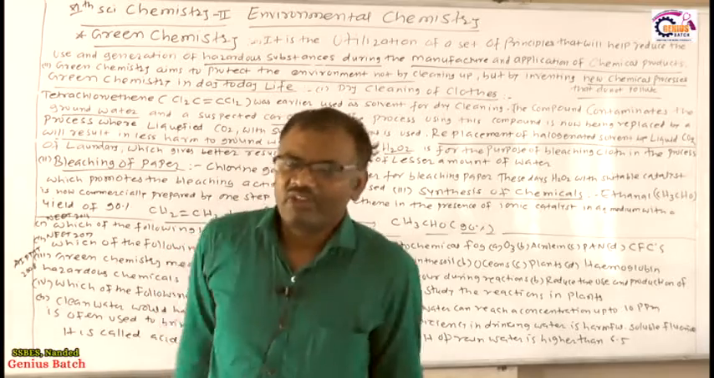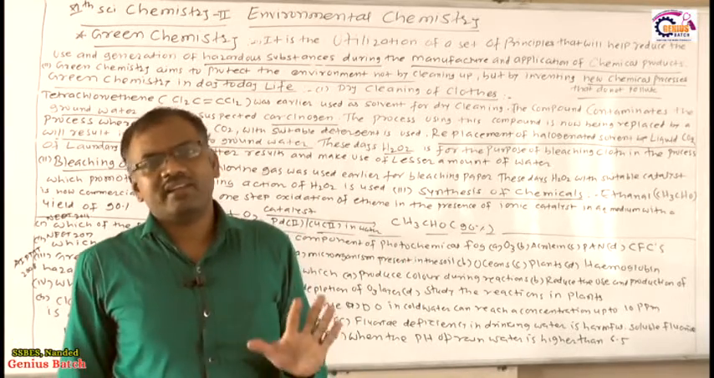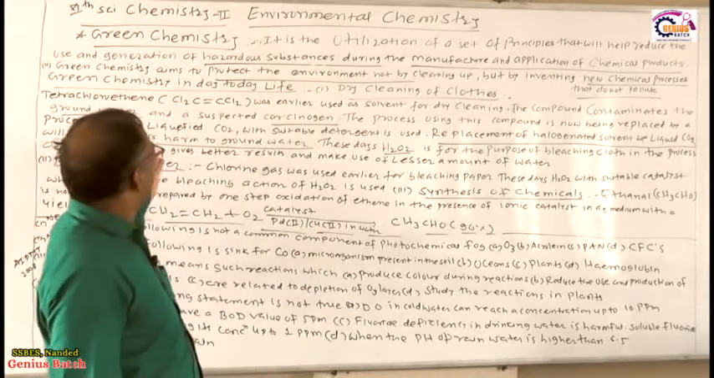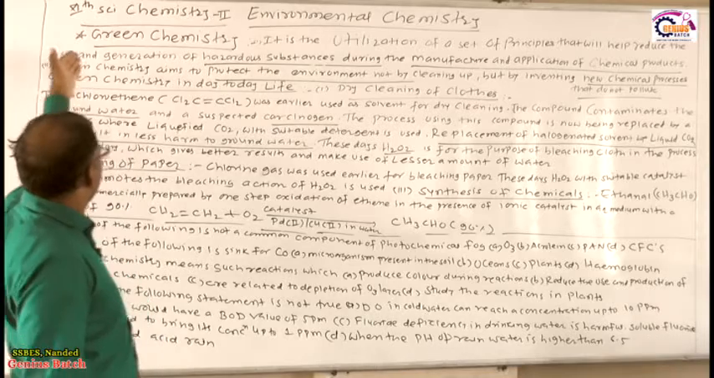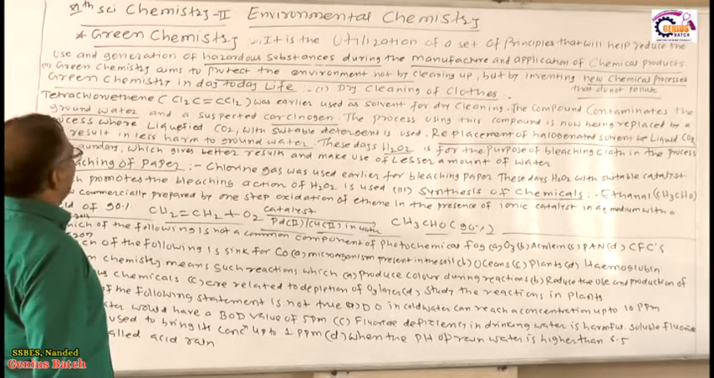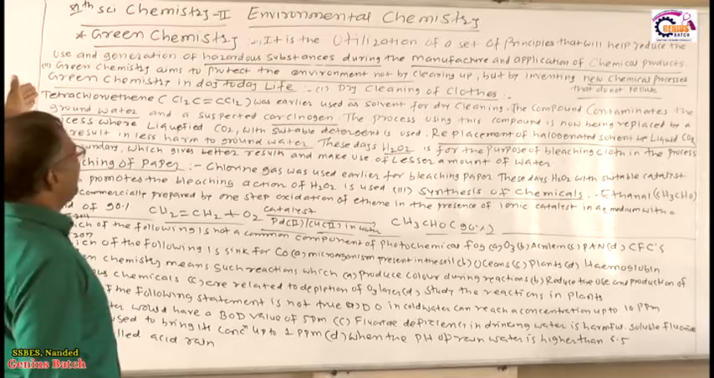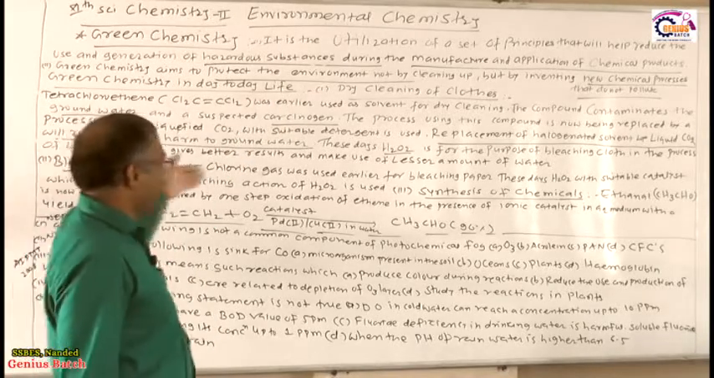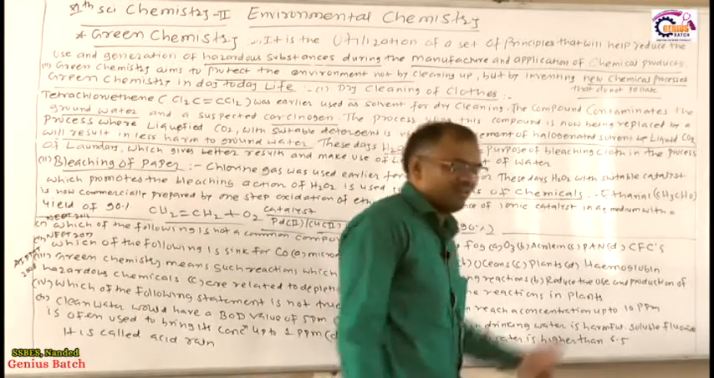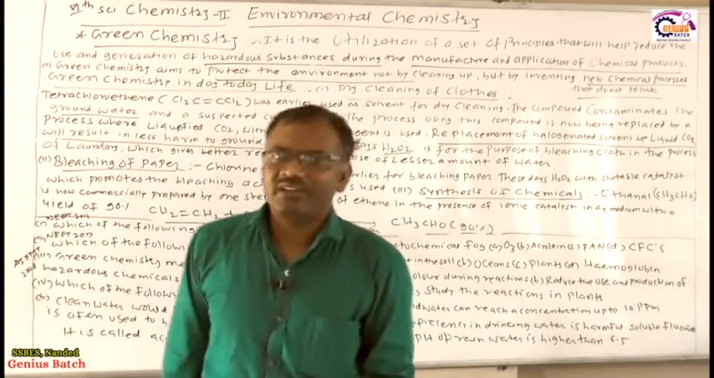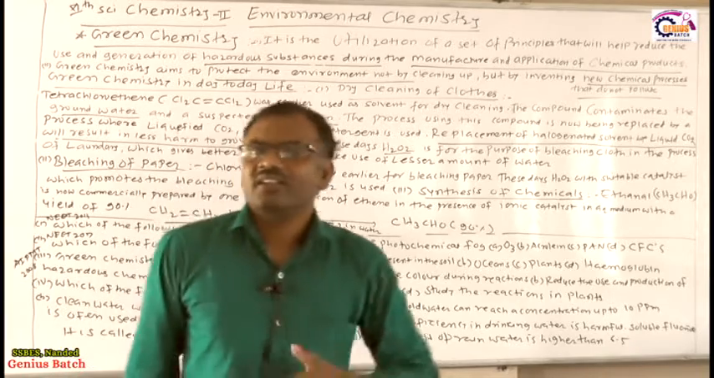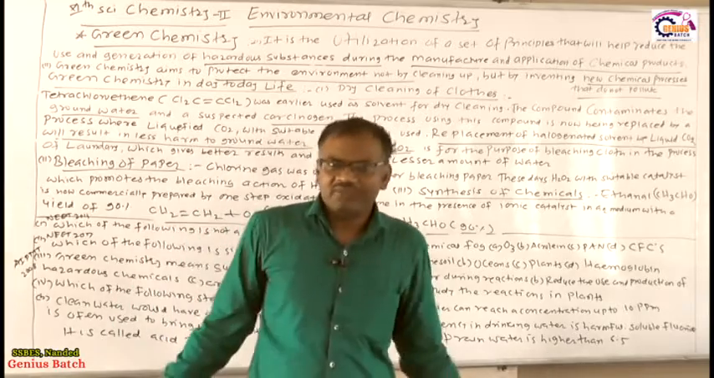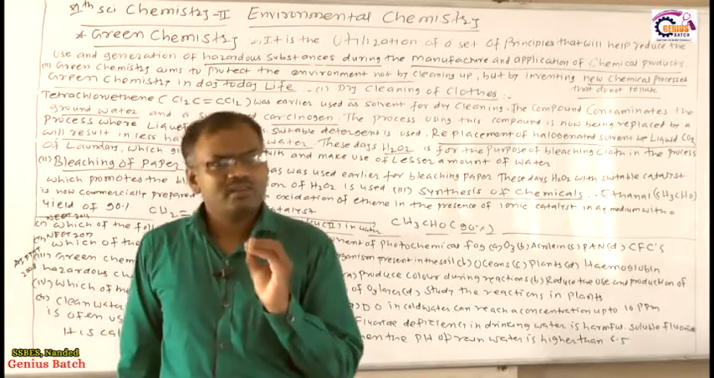So here we have finished the environmental chemistry topic, right? For green chemistry, we need not go into detail, only 2 to 3 points: what is meant by green chemistry and how it is used in day-to-day life. First is dry cleaning of cloth, second is the bleaching of paper, third is the synthesis of chemicals. These are the 3 day-to-day life uses of green chemistry, right? So we have finished this environmental chemistry topic.